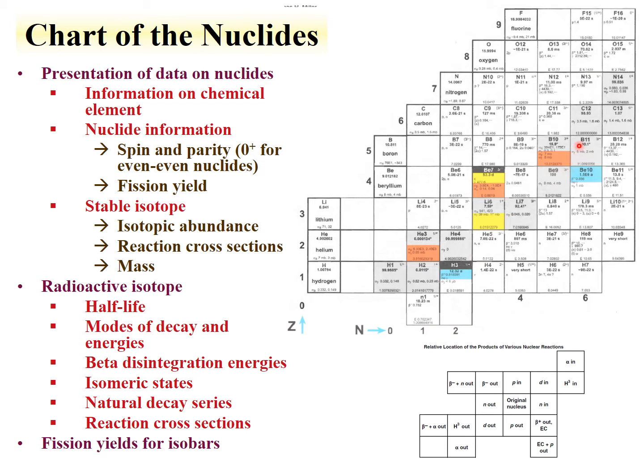All the gray isotopes here are stable, so the data that's provided here is the relative isotopic abundance. As you see, 7.59% of the lithium is lithium-6, where the remainder is lithium-7. For radioactive isotopes, data that is provided includes half-life, the modes of decay and their energies, the beta disintegration energies, the isomeric states, information on natural decay series, and reaction cross-sections.